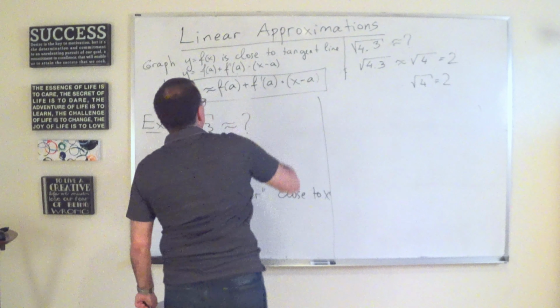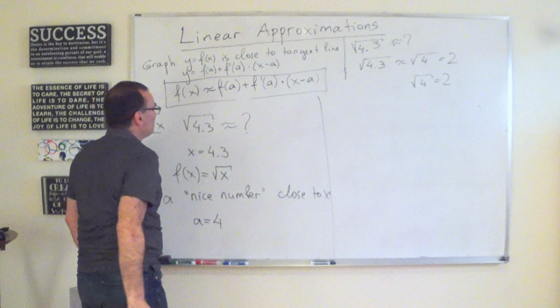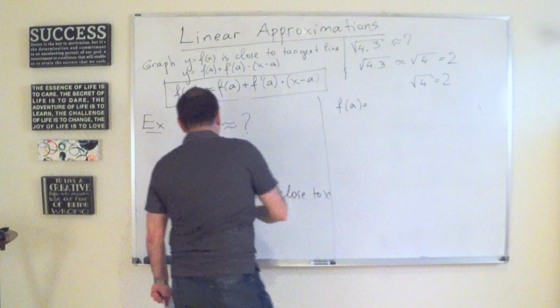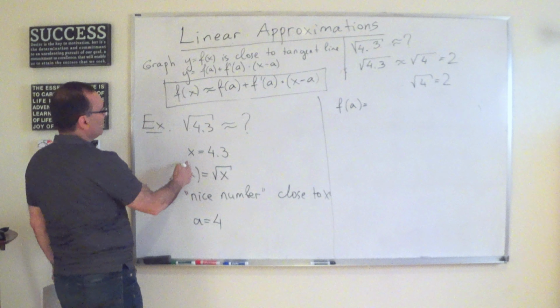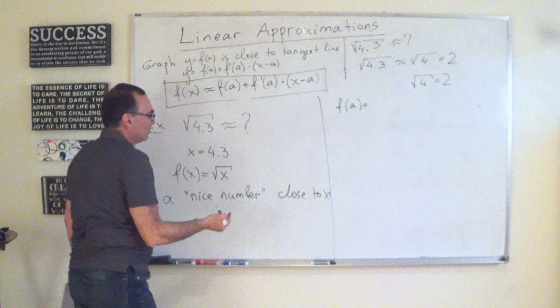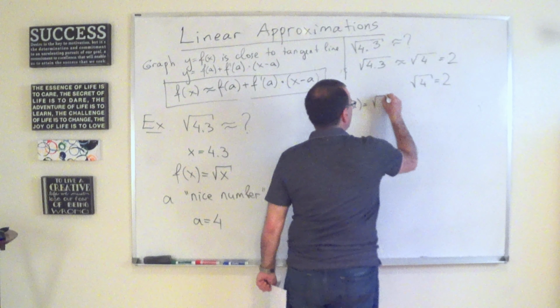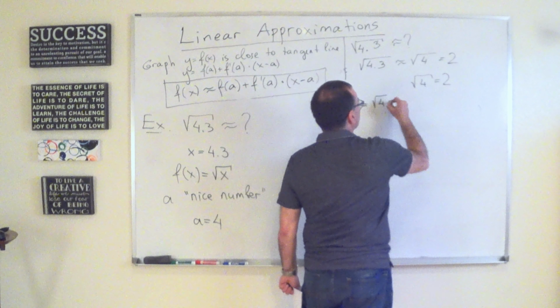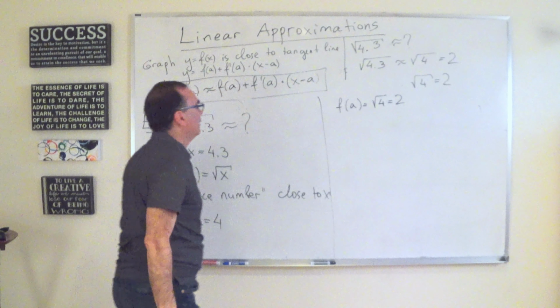We need to calculate all the parts of this formula. So what is f of a? Since f of x is square root of x, therefore f of a is square root of a, and since we have chosen a to be 4, it's square root of 4, which is 2. So that's my f of a.